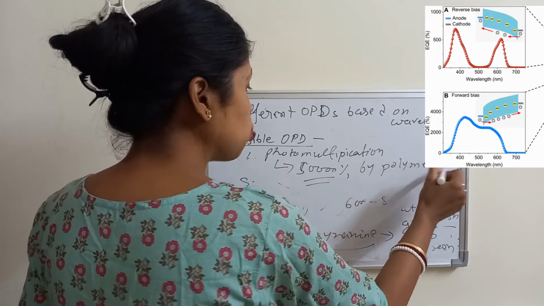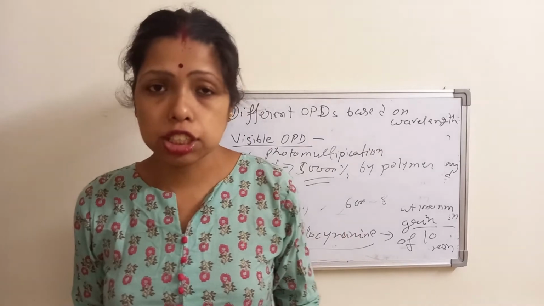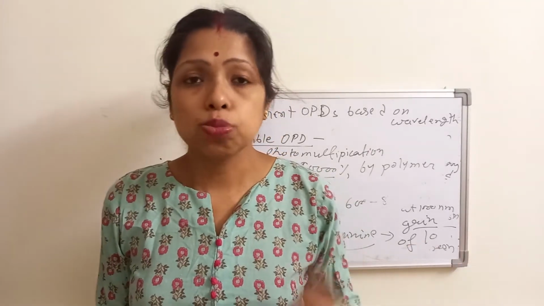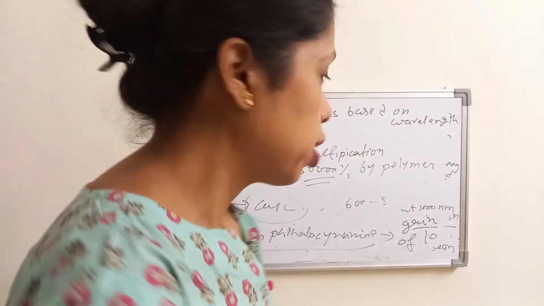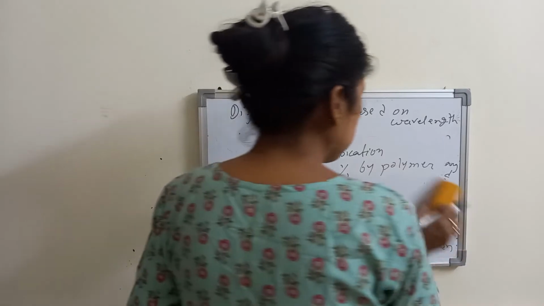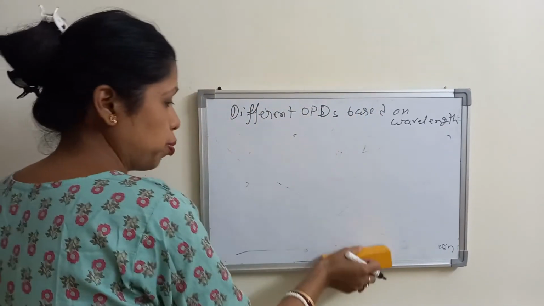So mainly small molecules are used for getting high gain and high response speed. But for getting higher efficiency in a particular visible region, we prefer the polymer molecule. By using photomultiplication also, we can get more than 100% efficiency, right? So this is about the visible OPD. Now come to the next OPD, the panchromatic OPD.